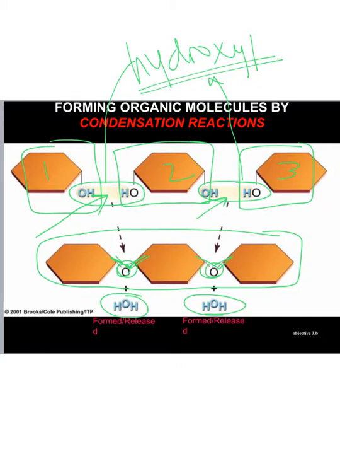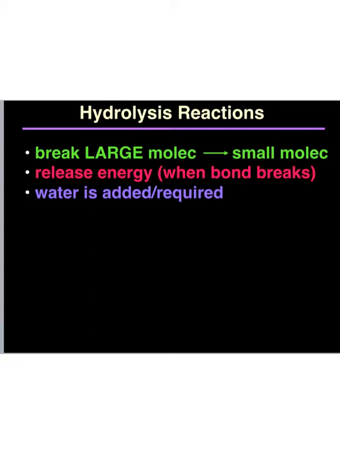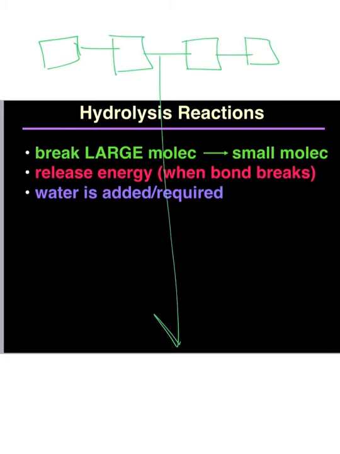So water is a byproduct, and we get the bond being formed with the remaining oxygen between the monomers to form the polymer. These are condensation reactions. We also, in biology, are oftentimes taking polymers. So here's our big polymer. And we oftentimes break those things down back into the individual monomers.